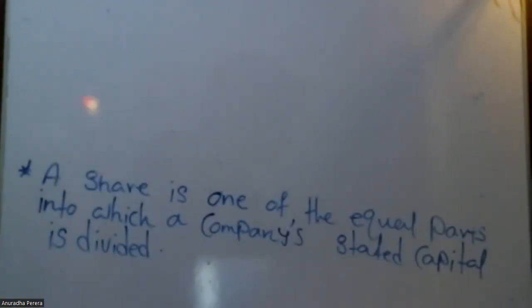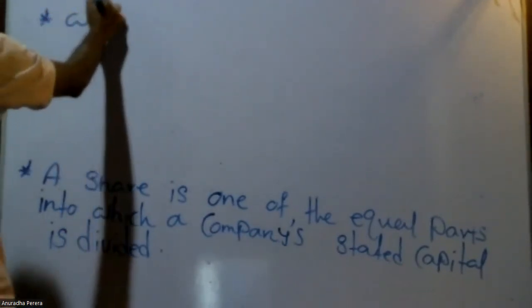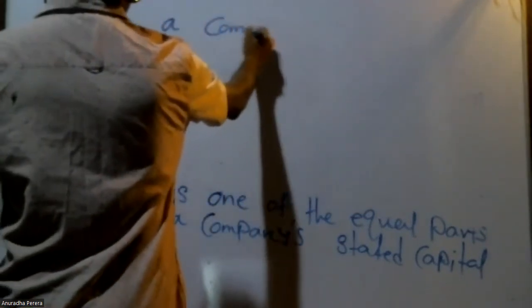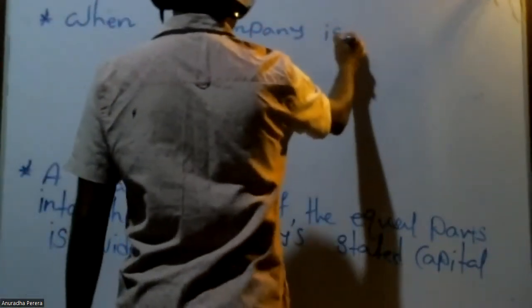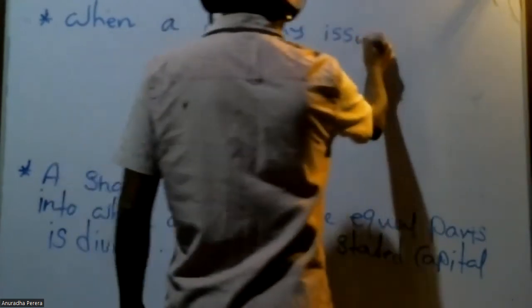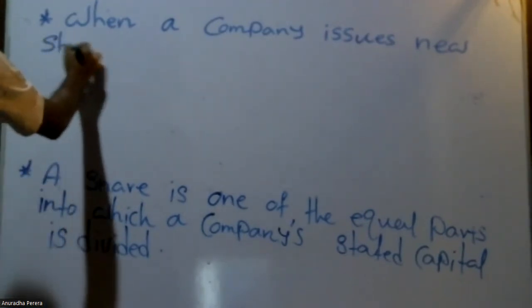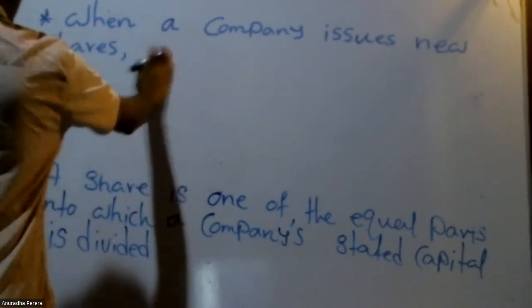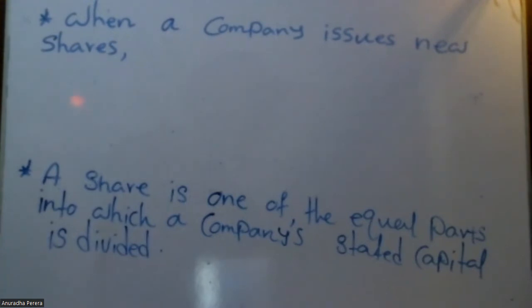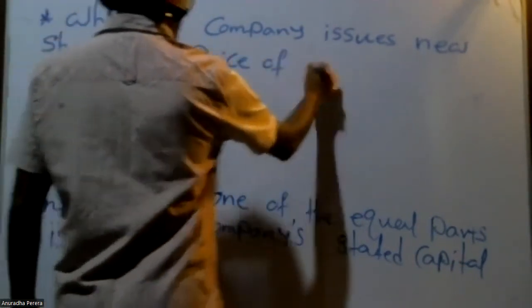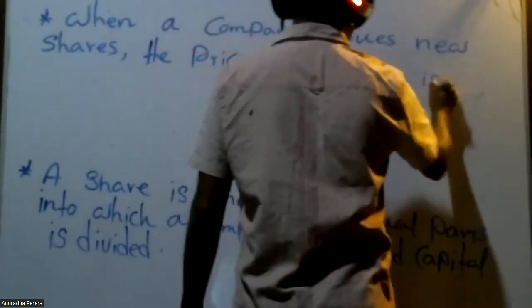When a company issues new shares, write down, the price of a share is decided by the company.